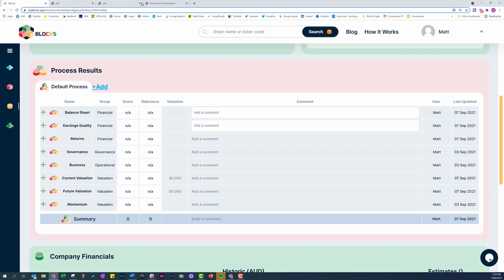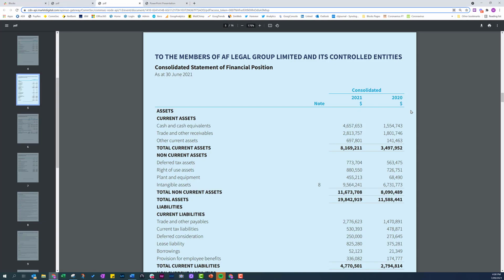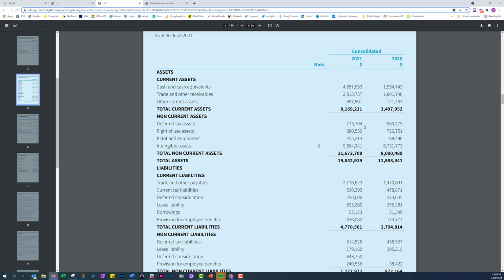In the case of AF Legal, if we have a look at the balance sheet, we can see they've got a net cash position, or total cash position, of about $4.5 million. Offsetting that, they do have some deferred consideration for acquisitions, so 250 current and 850 deferred, so a little over $1 million. So that reduces your net cash down to about 3.5. The other thing I like to check is just the net working capital position. Here you've got about 2.8 million of receivables versus 2.8 million of payables, so it's about nil. So a little bit of excess cash, about 3.5 million.